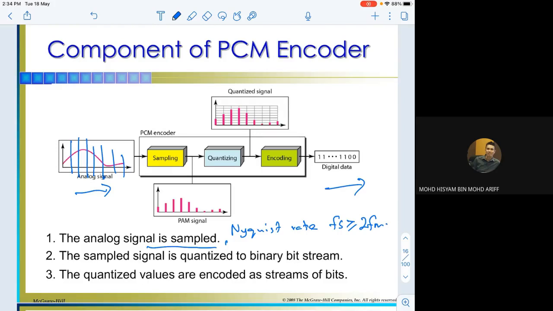After you get this, the sampled signal is quantized. We assign a level to the signal. And then the quantized values are encoded as a stream of bits. At the encoding, what happens is it becomes 010101, a bit stream. Don't worry, after this I will show you. You will be happy, it will be easy to get.